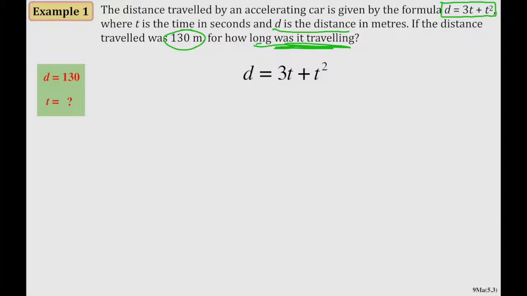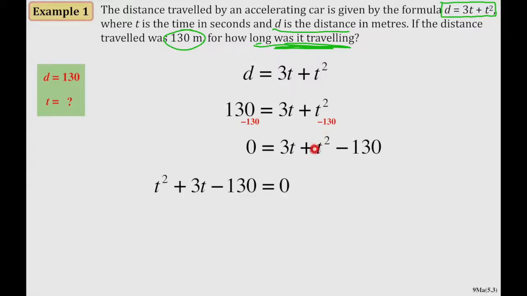So our formula is d equals 3t plus t squared, but we know d is 130 for this specific question, so where you see d, you can put 130 in its place. That's now a quadratic because we've got a squared above our t. Let's rearrange it by minusing 130 from both sides. And I'm going to tidy that up a bit. I like to have the t squared first, then the t part, then the number part, and my equals 0 on the right. That is our quadratic.